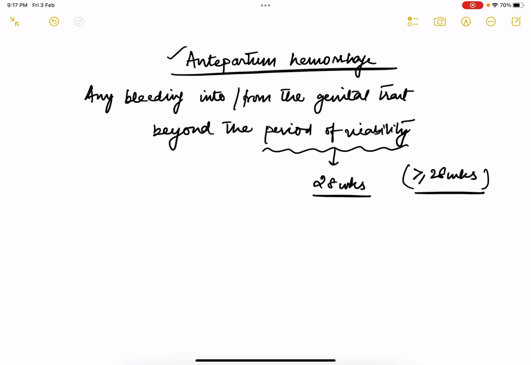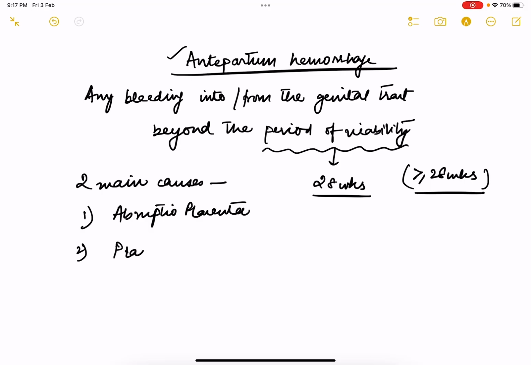Now, antepartum hemorrhage can be due to two main causes. First is Abruptio Placenta and second is Placenta Previa. There are other causes also, but these are the main causes. This is the most common one, Abruptio Placenta.